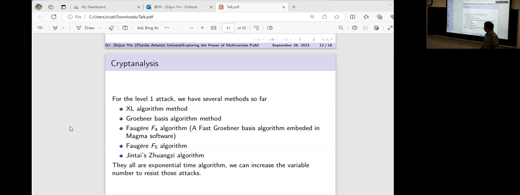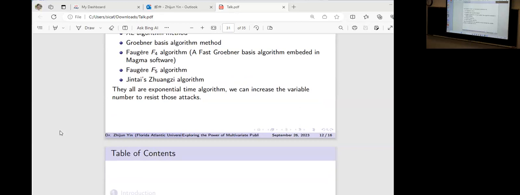Of course, when you increase the variable numbers, there is a cost you have to pay. When we have more variables, we need more storage space. And also the encryption process, even though it's just evaluation, if we have too many variables, it will take more time. But that's a cost you deserve to pay if you want to make the system secure. Those are some related attacking methods we know so far.